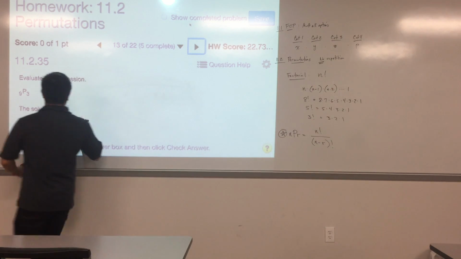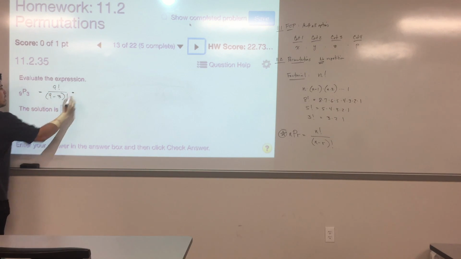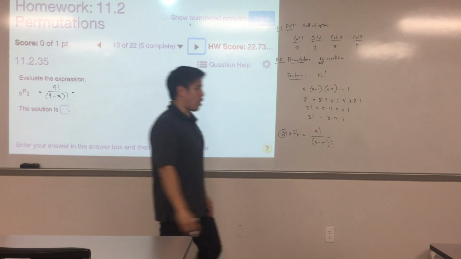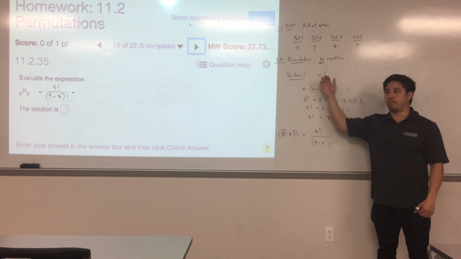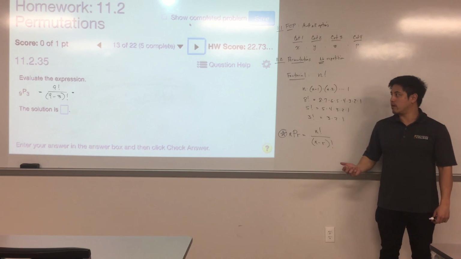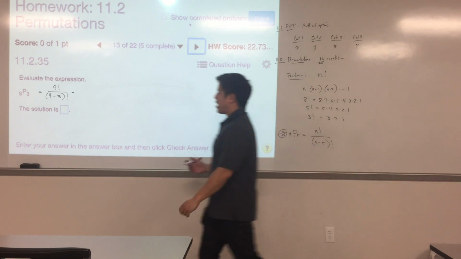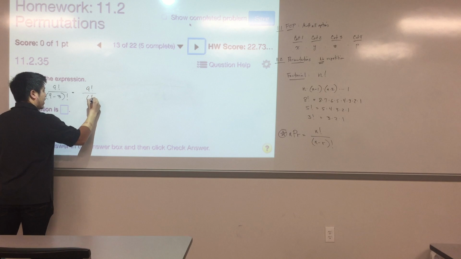9 factorial over 9 minus 3. Exactly. 9 factorial over 9 minus 3 factorial. That's how you do that. We're going to see some word problems in a moment that take this into account. But can you see how they taught you and built you through that? They didn't drop you right into doing it. Okay? So it's 9 factorial over 9 minus 3 factorial, which is 9 factorial over 6 factorial.